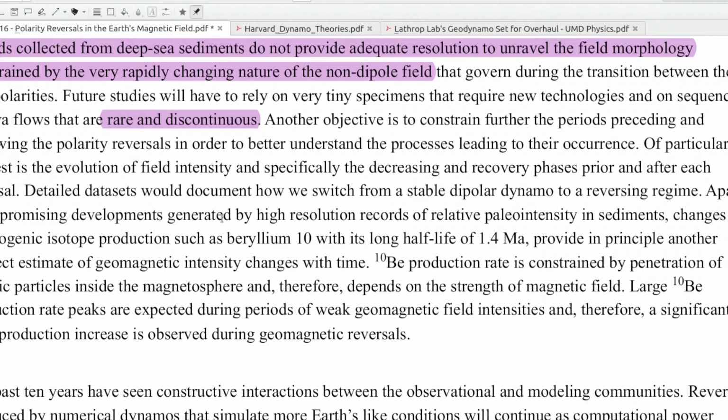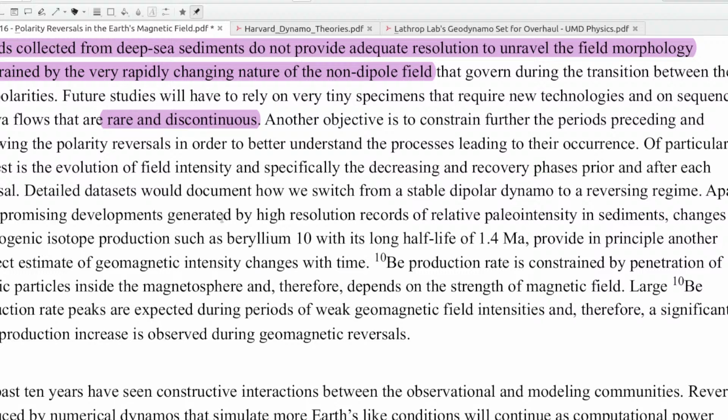Apart from promising developments generated by high-resolution records of relative paleointensity in sediments, changes in cosmogenic isotope production, such as beryllium-10, with its long half-life of 1.4 Ma, what is that, million years? Anyone know? Yeah, I'd go with that. Okay. Provide in principle another indirect estimate of geomagnetic intensity changes with time.